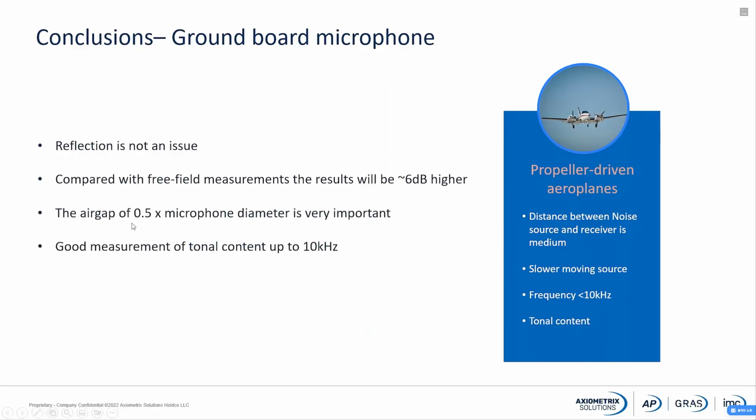Then the air gap of 0.5 times the microphone diameter is extremely important, and you will have good measurements of tonal content up to 10 kilohertz. Measurements above 10 kilohertz are not really possible. So this is fitting very nicely with the propeller-driven airplanes. Now we actually have two different standards, and they point to slightly different microphone setups, but they are good for their purpose.